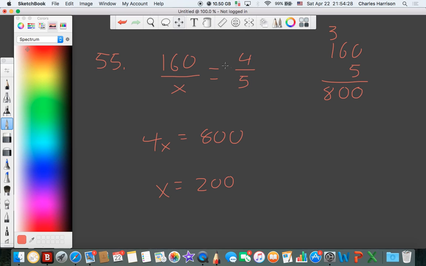Well, what was I talking about before? I said that this is an equivalent fraction of this, which means that this is a reduced fraction of this. Well, let's just see if I'm right.